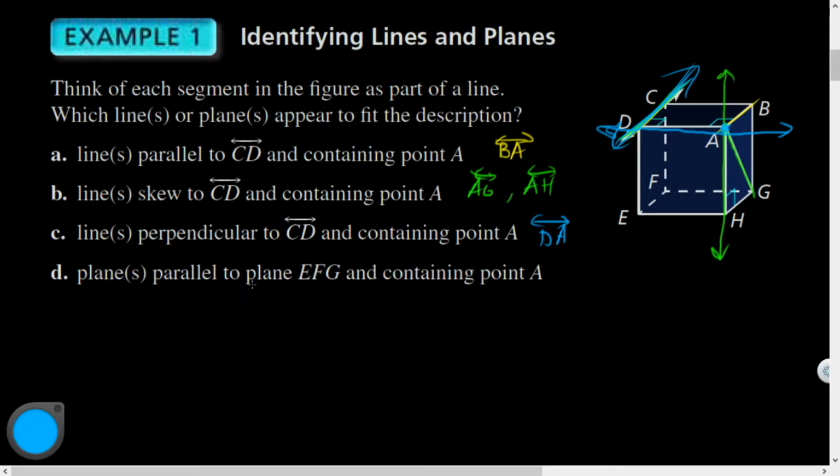Planes parallel to EFG. So let's see, EFG is this plane. Which plane is parallel to it? So plane CDA, you're calling it? Any three-letter name for the plane that's up top? All right, good.